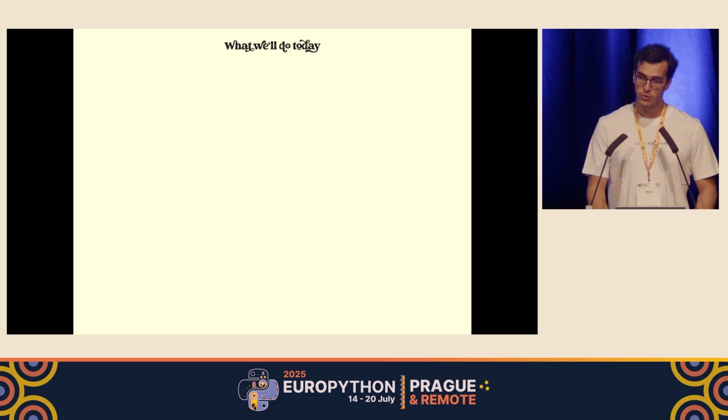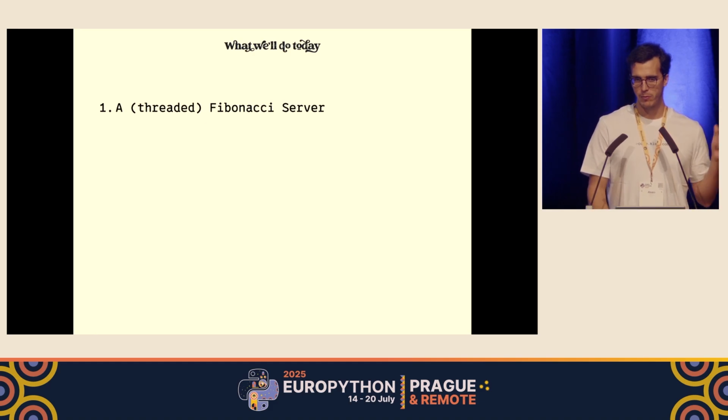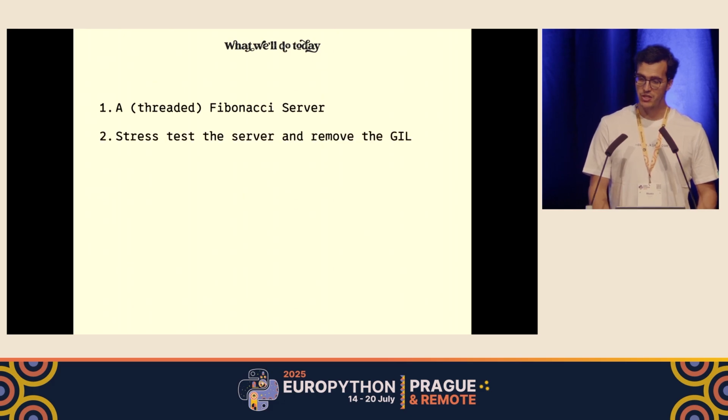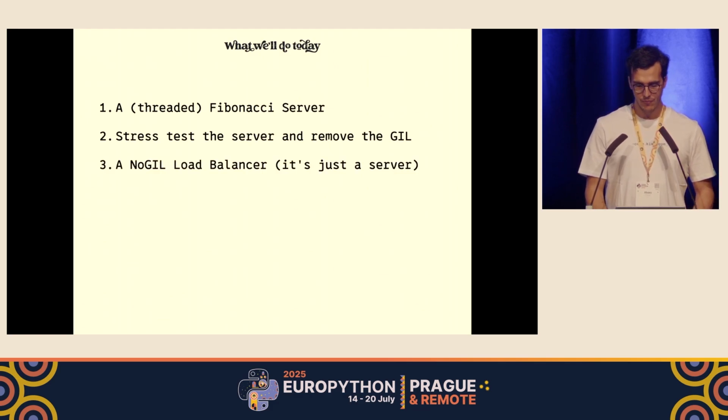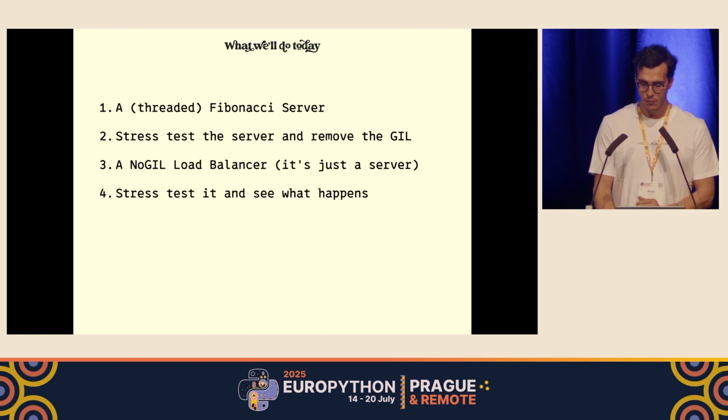So what we're going to do today is this. First, I'm going to create a threaded GIL Fibonacci server, one in which I can send an integer and get the calculation of the Fibonacci for that series. The second is I'm going to stress that one. We're going to see what the GIL is doing, and we're going to remove it and see what the effect of doing that is. Then we're going to build a no-GIL load balancer. Like I said, it's just a server. And we're going to stress test it, and we're going to see what happens, okay?